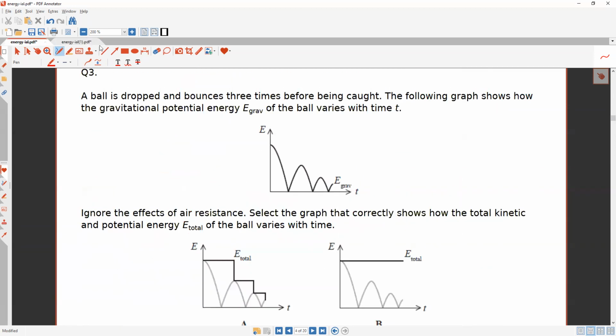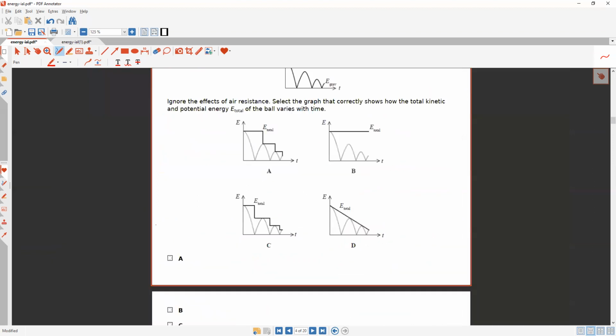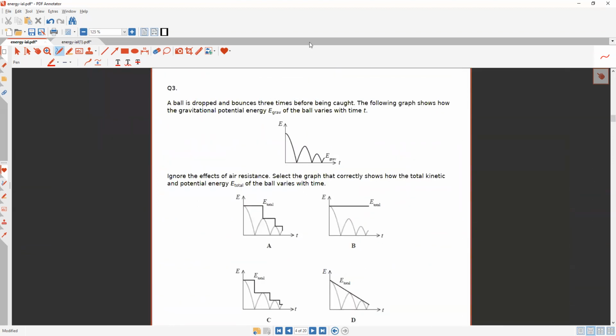Now question number 3, could anybody figure it out? Some of you told me the answer for this is C. Now none of you can actually tell me why it is C. So what is the situation? Let me read the question. A ball is dropped and bounces 3 times before being caught. The following graph shows how the gravitational potential energy E-grav of the ball varies with time.